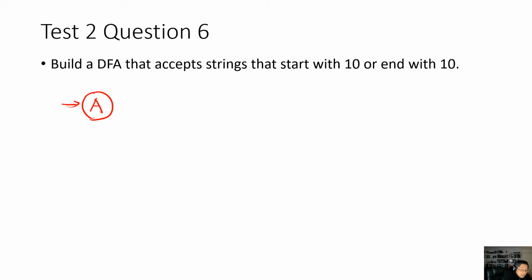Okay. Now it's easier to build for strings that start with 1, 0. So if the current state is A, and the input is 1, then we are going to another state, B. Okay. B is not an accepting state, but it's one step closer to the accepting state, right? Because if the current state is B, that means the previous input is 1. Now, if the next input is 0, then we have the string 1, 0. So then we're going to accept this string, right? So we go to the state C, which is an accepting state.